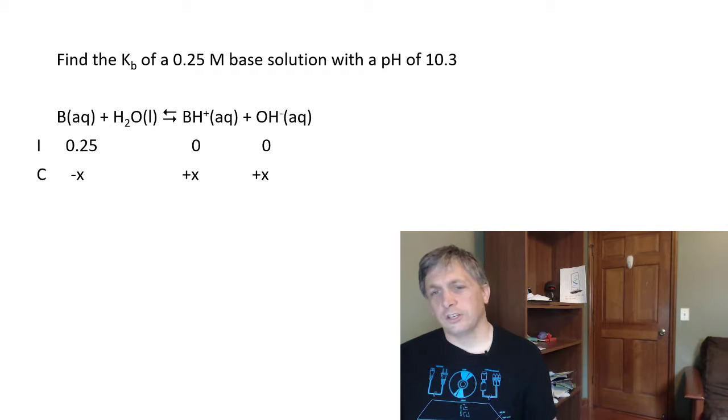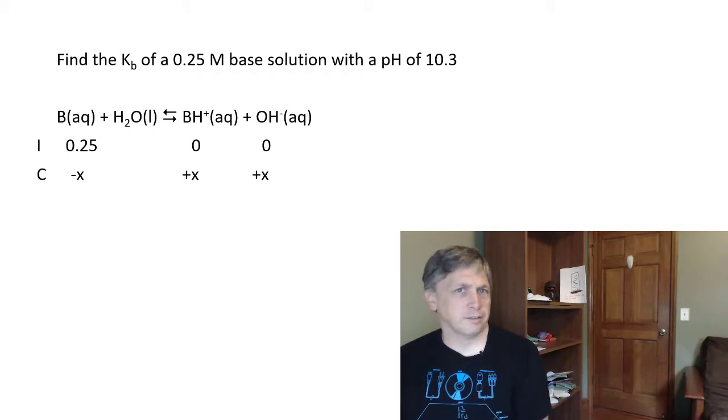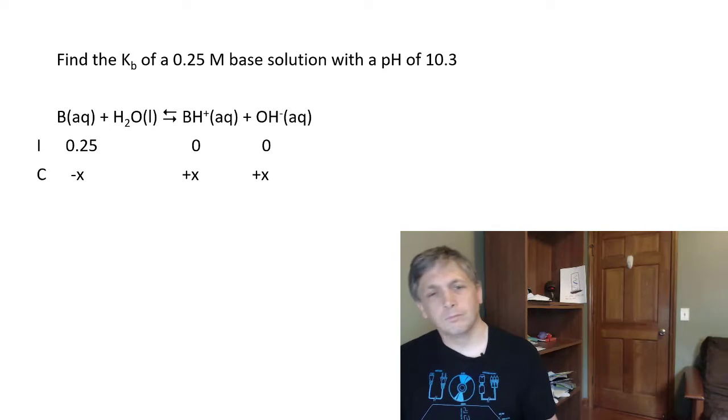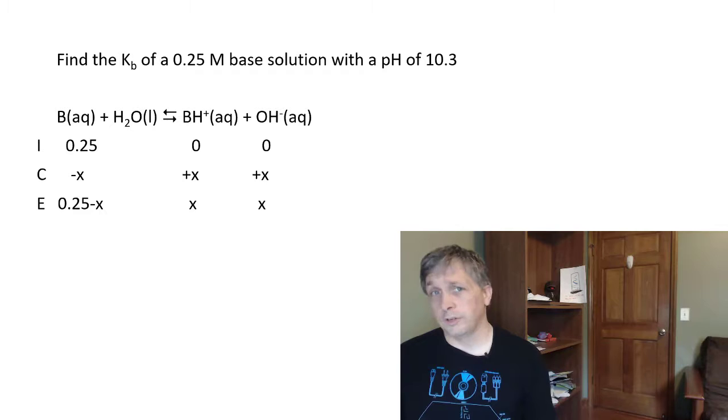So our change is going to shift to the right since we have zero on the product side. You got to form some product. So you're going to lose X amount of base, gain X amount of each product, and it's minus X and plus X because everybody's 1 to 1. So at equilibrium, it's our original concentration minus X for the base, X and X for each product.